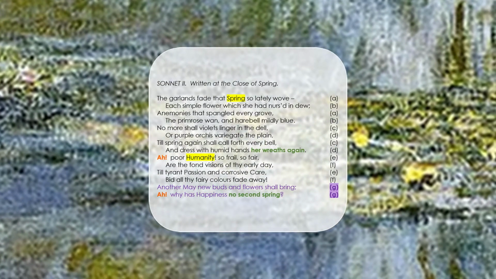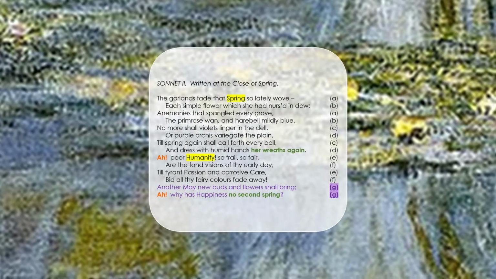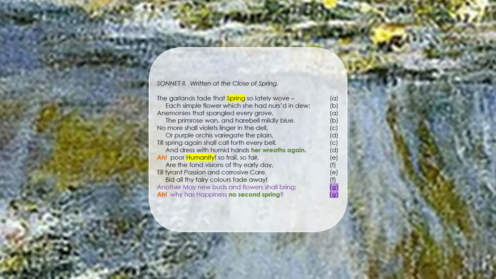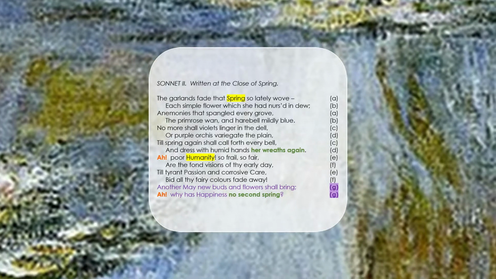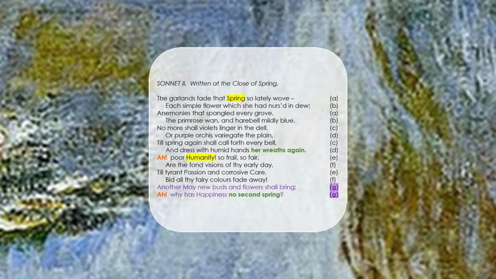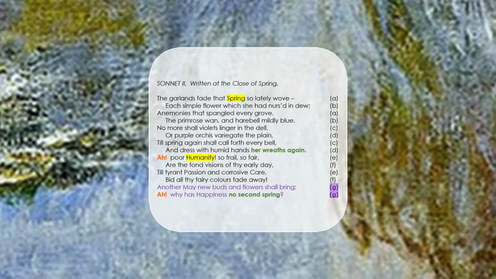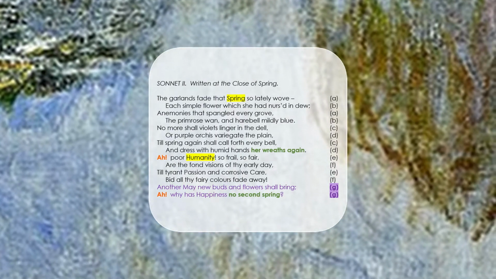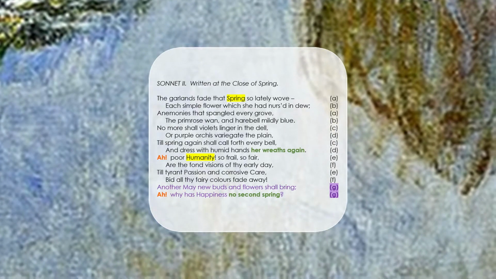So very generally, the octet here describes spring, as we can see in the first line of the octet, "The garlands fade that spring so lately wore," and humanity opens up the first line of the sestet, line 9: "Ah, poor humanity, so frail, so fair." So the final couplet here, the Shakespearean sonnet form, seems to offer a neat aphorism.